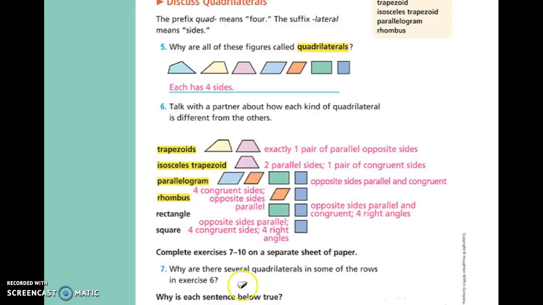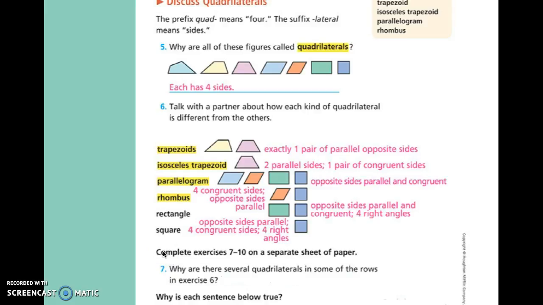All right. Question number 7, it says, why are there several quadrilaterals in the same row in exercise 6? And we kind of answered that, but basically they all fit into those different definitions, and that's why they're listed there. All right, well that concludes our lesson for today.